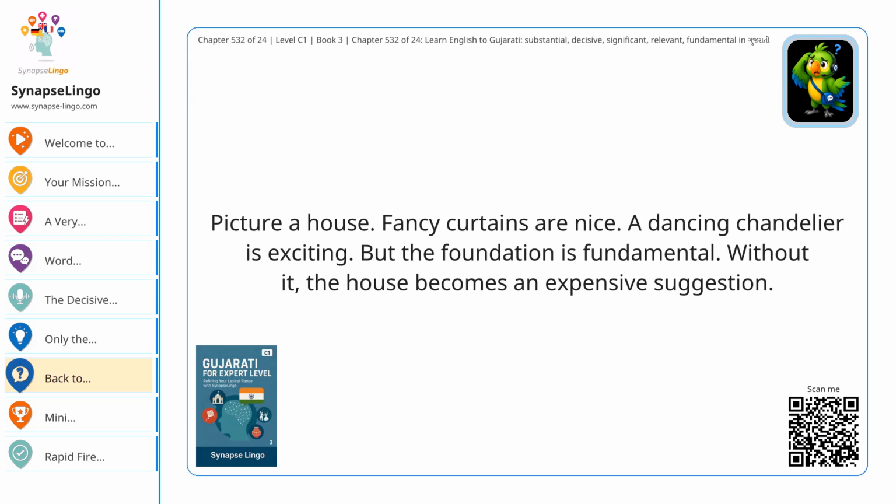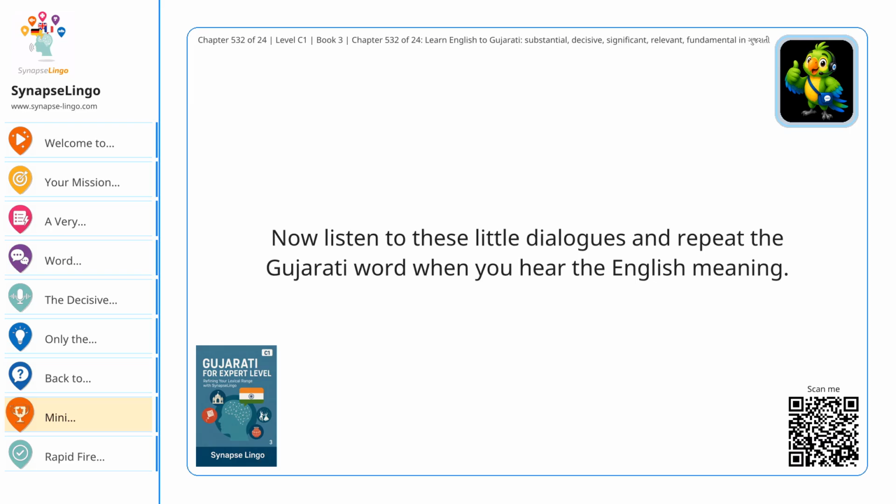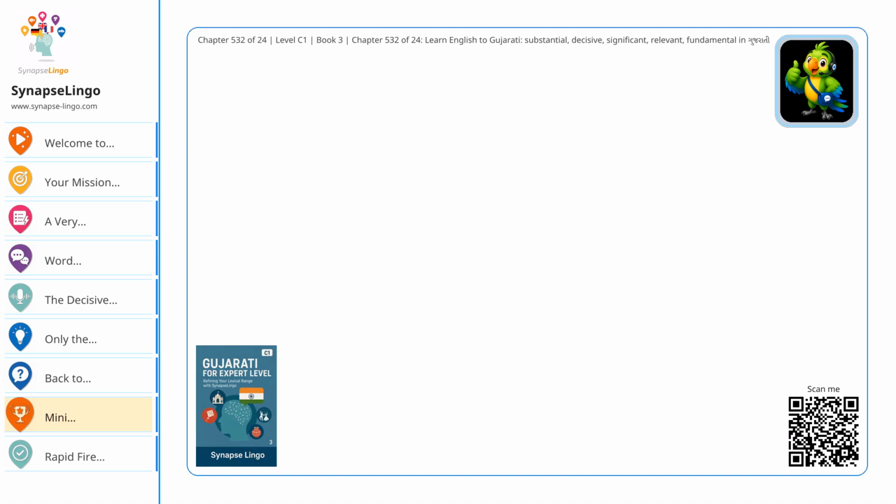Picture a house. Fancy curtains are nice. A dancing chandelier is exciting. But the foundation is fundamental. Without it, the house becomes an expensive suggestion. Mini dialogue practice. Now listen to these little dialogues and repeat the Gujarati word when you hear the English meaning.